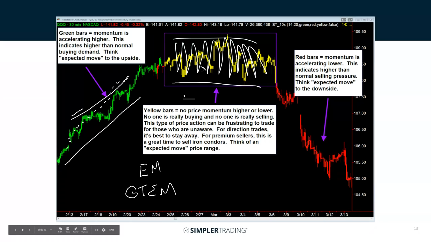And then, of course, red bars equal momentum is accelerating lower. This indicates higher than normal selling pressure. And think expected move, but in this case, to the downside. All right, and that's pretty basic stuff, just looking at it that way.